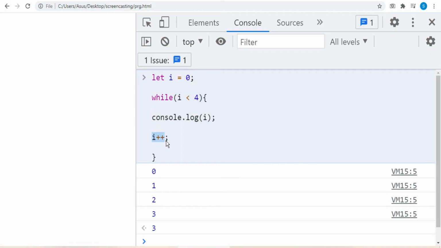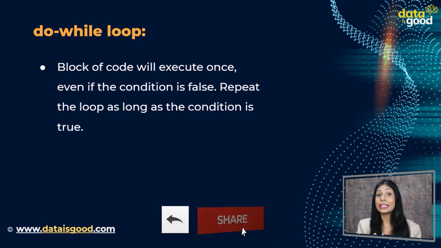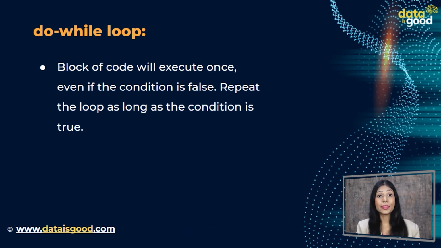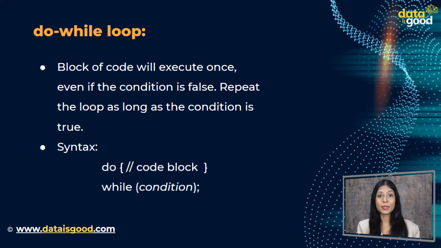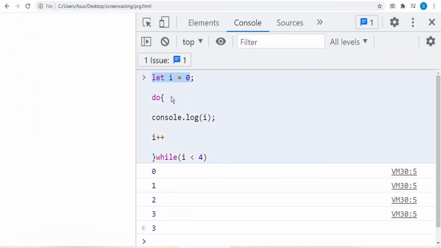We also have another loop concept, which is do while loop. In the do while loop, the block of code will execute once, even if the condition is false, and then it will repeat the loop as long as the condition is true. Syntax of do while loop: do { code block } while (condition). Now let us quickly see an example. let i = 0; do { console.log(i++) } while (i < 4). Output: 0, 1, 2, 3.